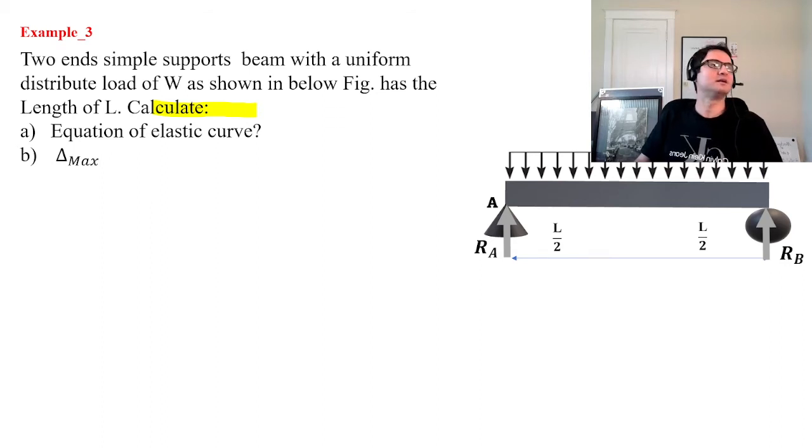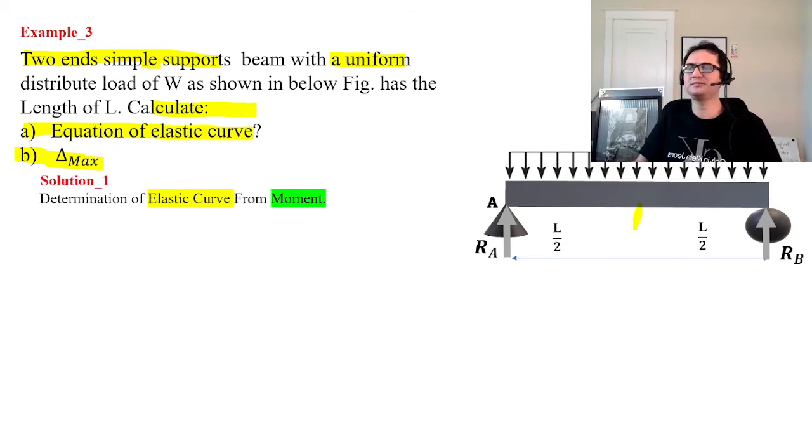Let's go to our example. The example says a two-end simple support beam handling a uniformly distributed load of W. One half is L over 2, and the other half is L over 2, so the total length is L. We want the equation of the elastic curve and also delta max. So let's see how to attempt this problem.